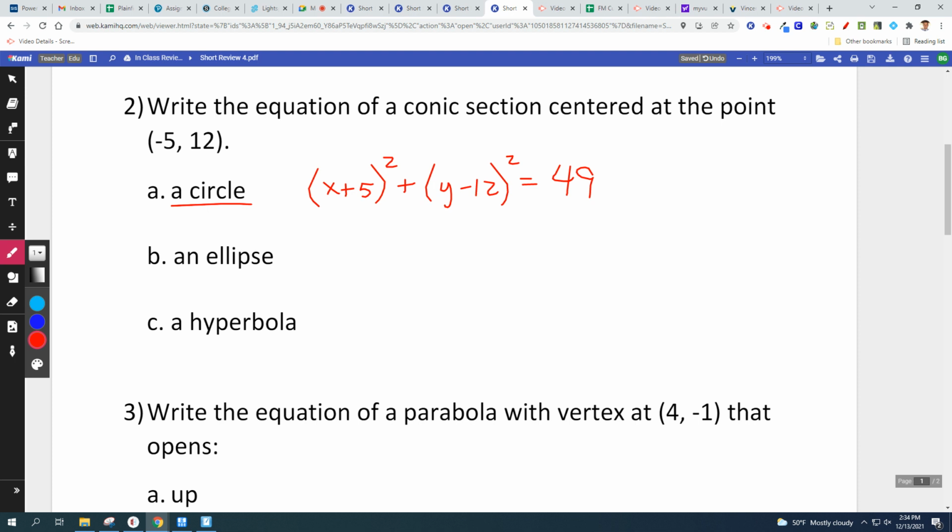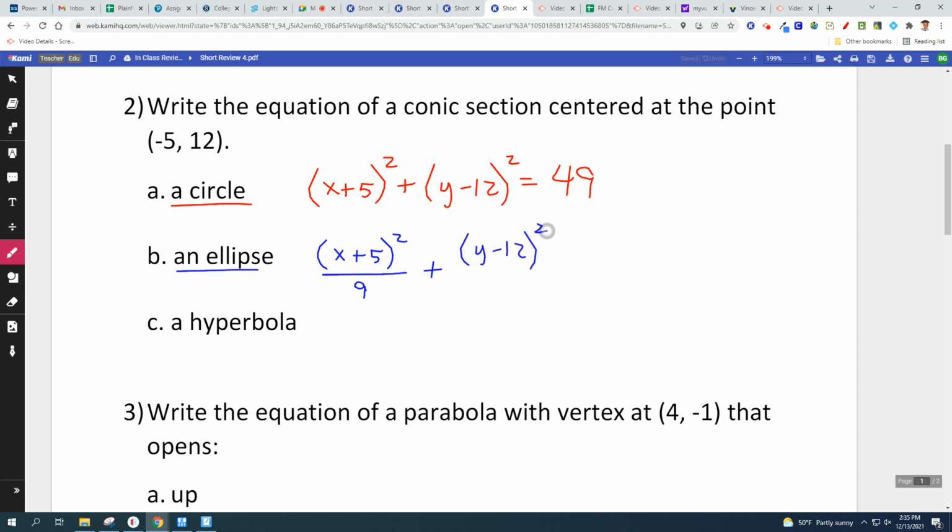Most of the other ones are going to equal 1, though. If I do an ellipse, I'm going to see x plus 5 squared over some number, let's say 9, plus y minus 12 squared over a different number, let's say 16, equals 1. That's going to be an ellipse, and the reason I want those two numbers to be different is because it's going to be like a circle, but stretched more in the y direction than in the x direction. That's what makes it elliptical. If both of those numbers, 9 and 16, were the same, it'd be stretched the same in both directions, which would make it a circle, not an ellipse.